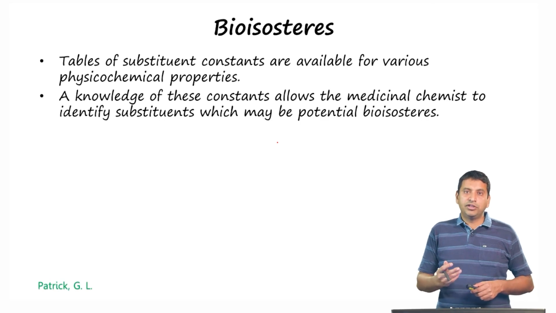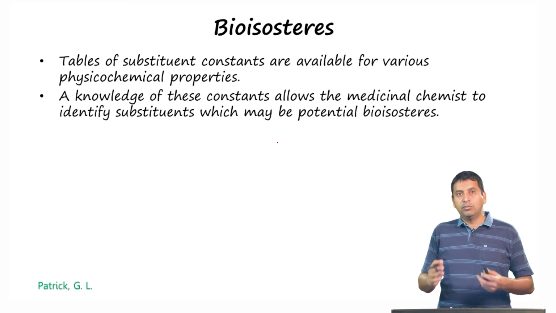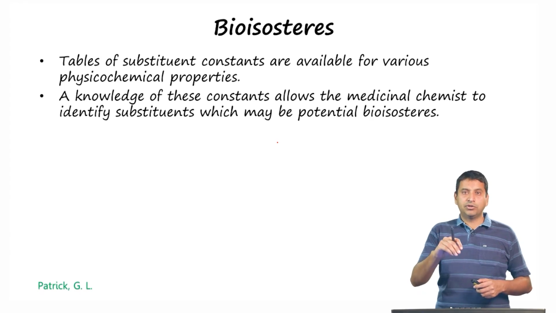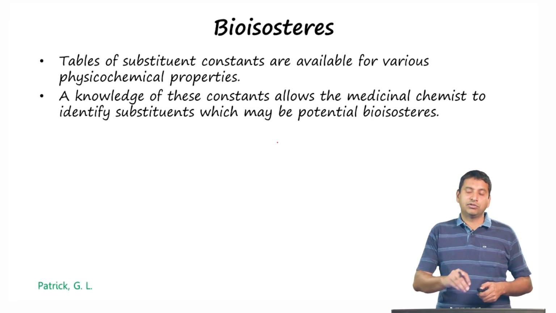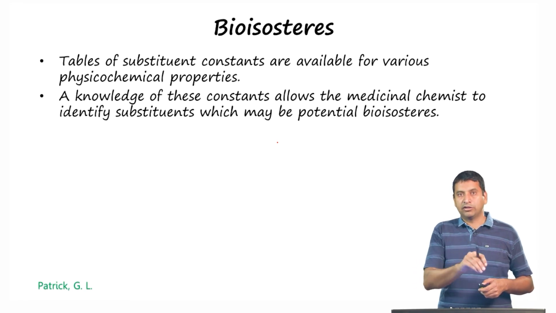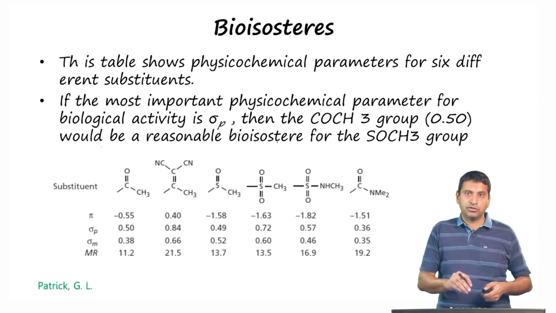Now, bioisosteres we have already looked at previously, and tables of substituent constants are available for various physicochemical properties, and the knowledge of these constants allows the medicinal chemist to identify substituents which may be potential bioisosteres. So, we are always looking for molecules which can retain the biological activity after making a substituent change, and these are known as bioisosteres.